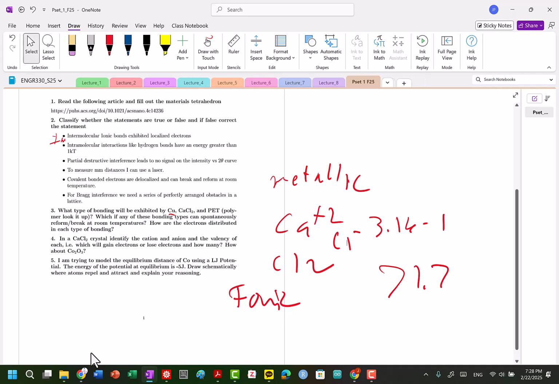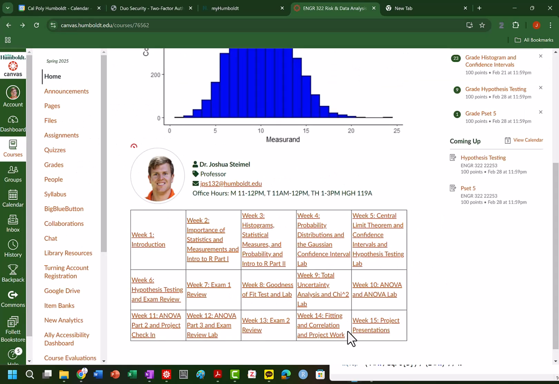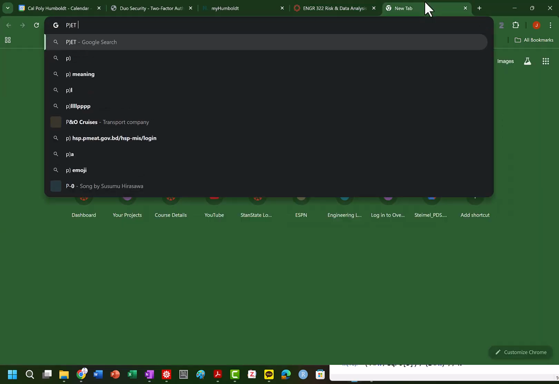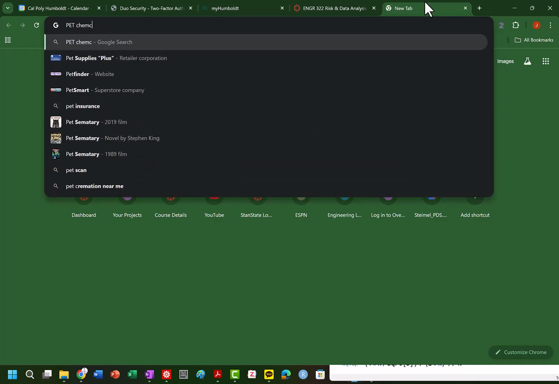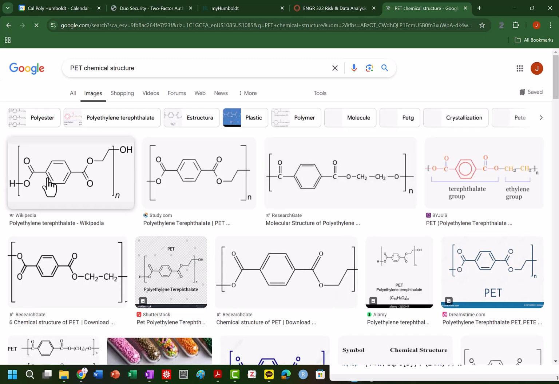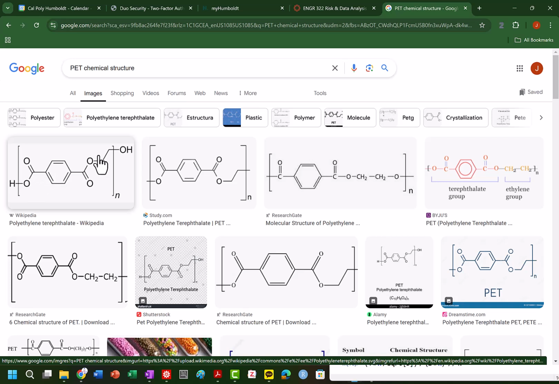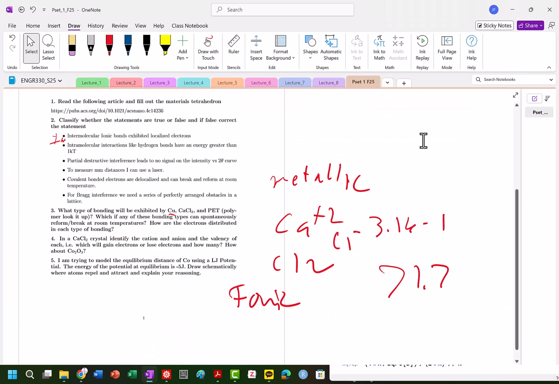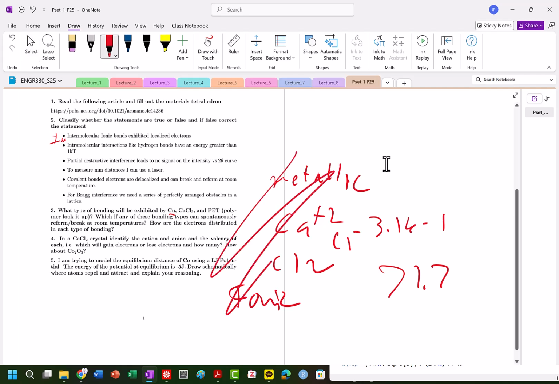And then finally, PET. Let's go ahead and look. PET, chemical structure. Polyethylene terephthalate. And you see here, these big aromatic rings are going to have steric interactions. There's going to be carbon-carbon bonds here. There could be some dipole-dipole interactions, because that O is going to be pulling electrons. So you're going to have a mix of covalent interactions and intermolecular interactions, specifically here, steric, and potentially some dipole-dipole interactions. And those intermolecular ones can break and reform at room temperature.